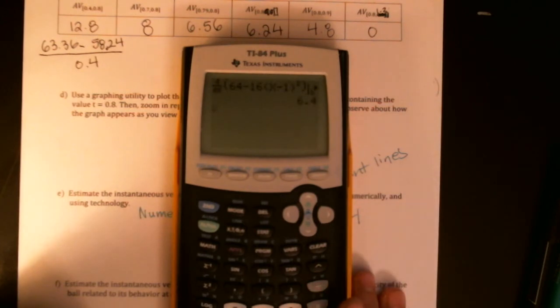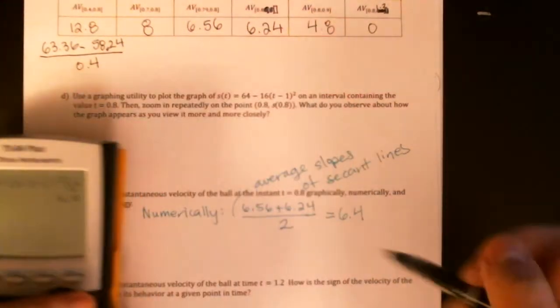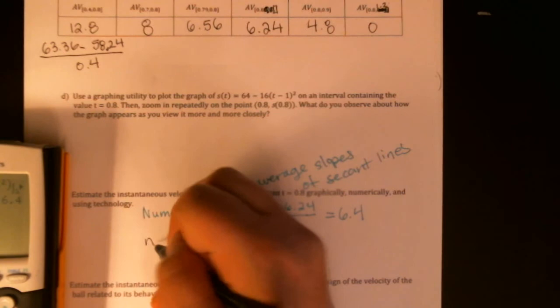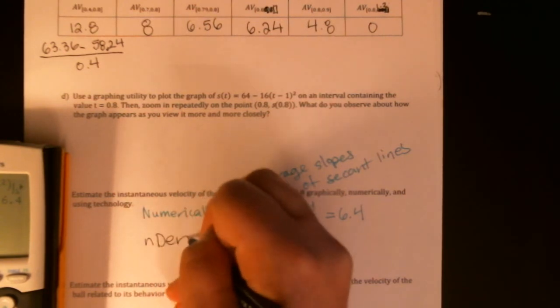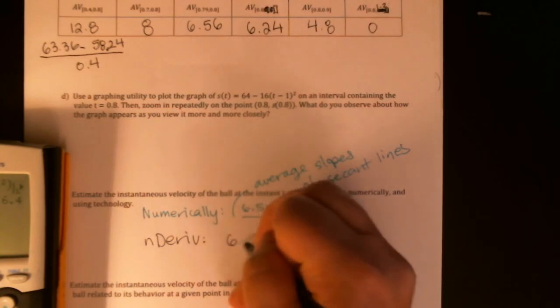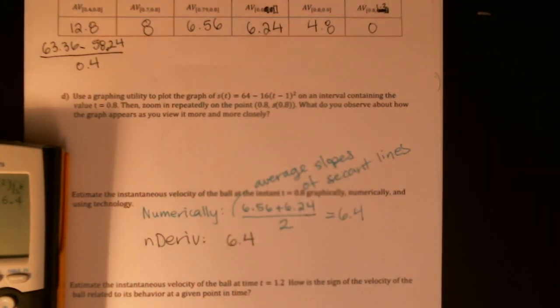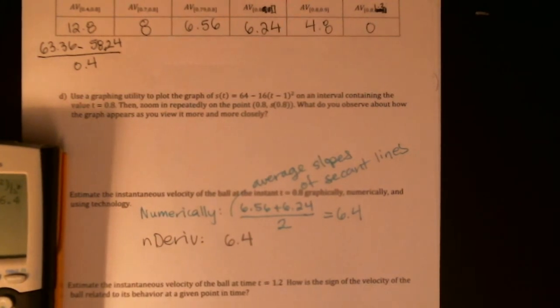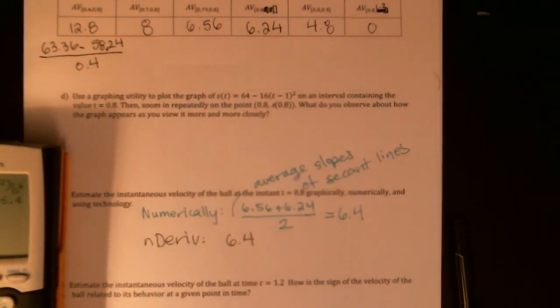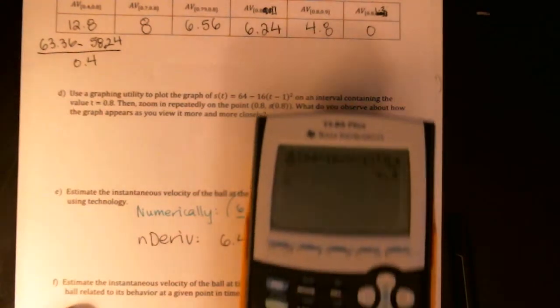So the calculator will tell us, and actually we got really kind of lucky here. This is n deriv on the calculator, and it told us that it was 6.4. The reason we're getting lucky is because this is quadratic. Some kind of nice things happen when you're working with quadratics. And then I have one last option for you.